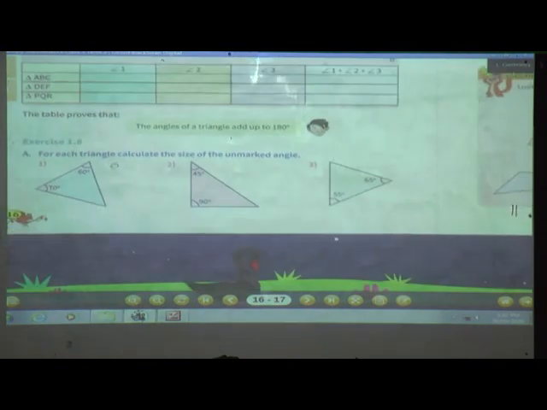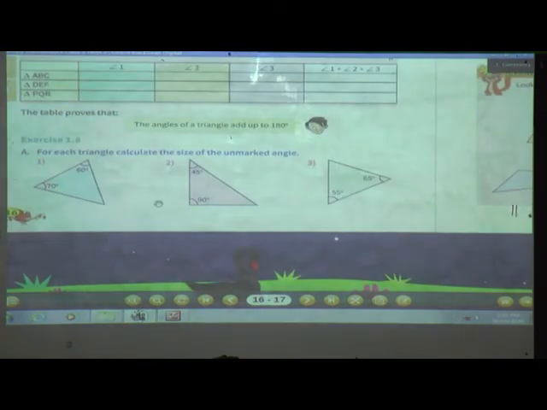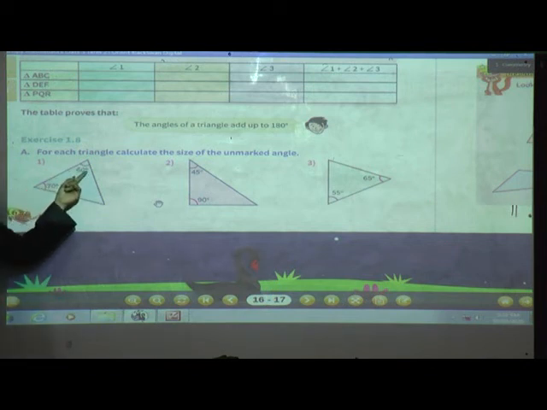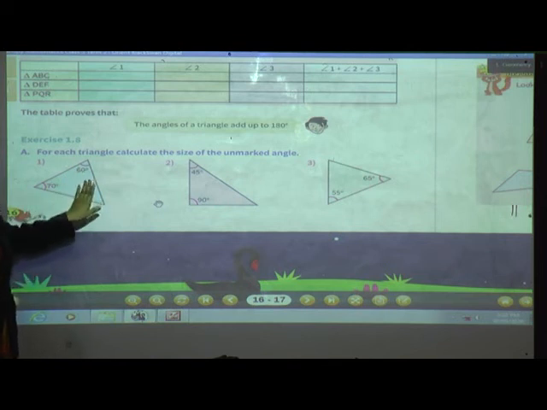Exercise 1.8. So read it carefully, students. For each triangle, calculate the size of the unmarked angle. Calculate the size of the unmarked angle. Here they have given us the measurement of two angles. We have to find the third one.